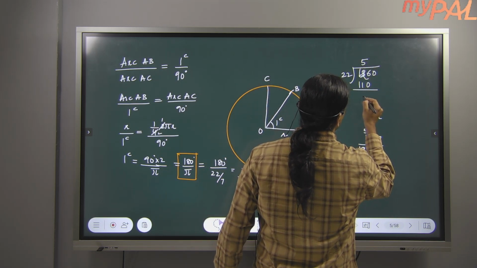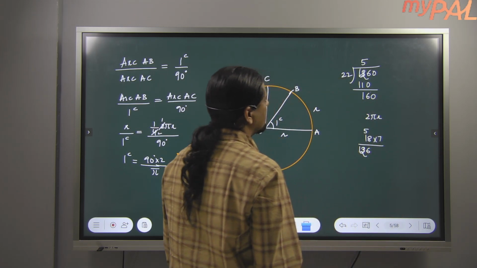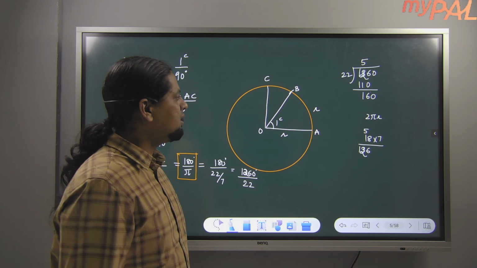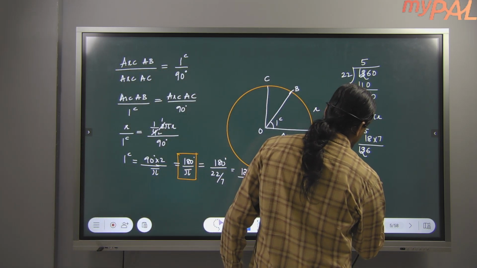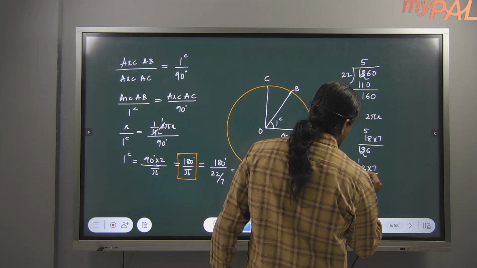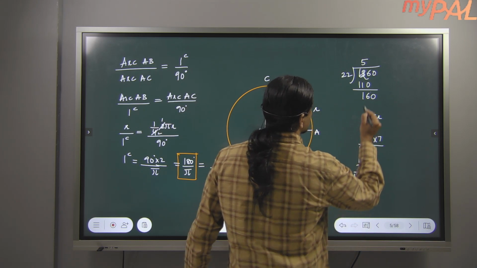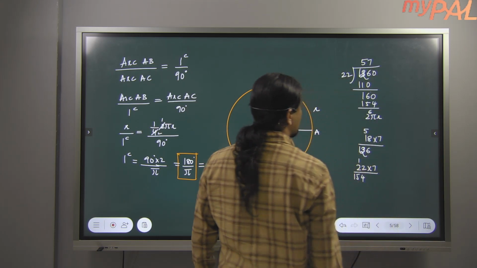What is remaining for me? 160 is remaining. How many times will 22 go into 160? Maybe 22 into 7. Let's check how much 22 into 7 is going to be. 7 twos are 14, plus 1, 154. And how much is left? 6 is left.